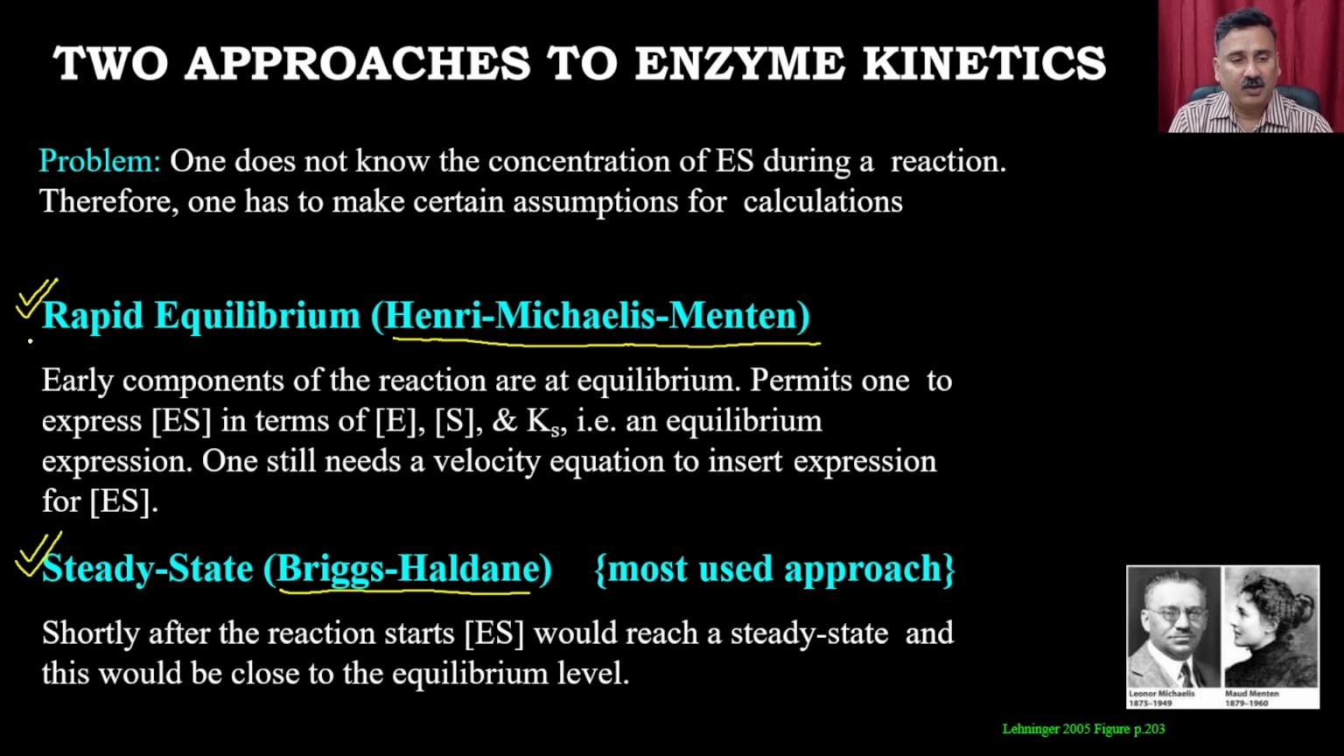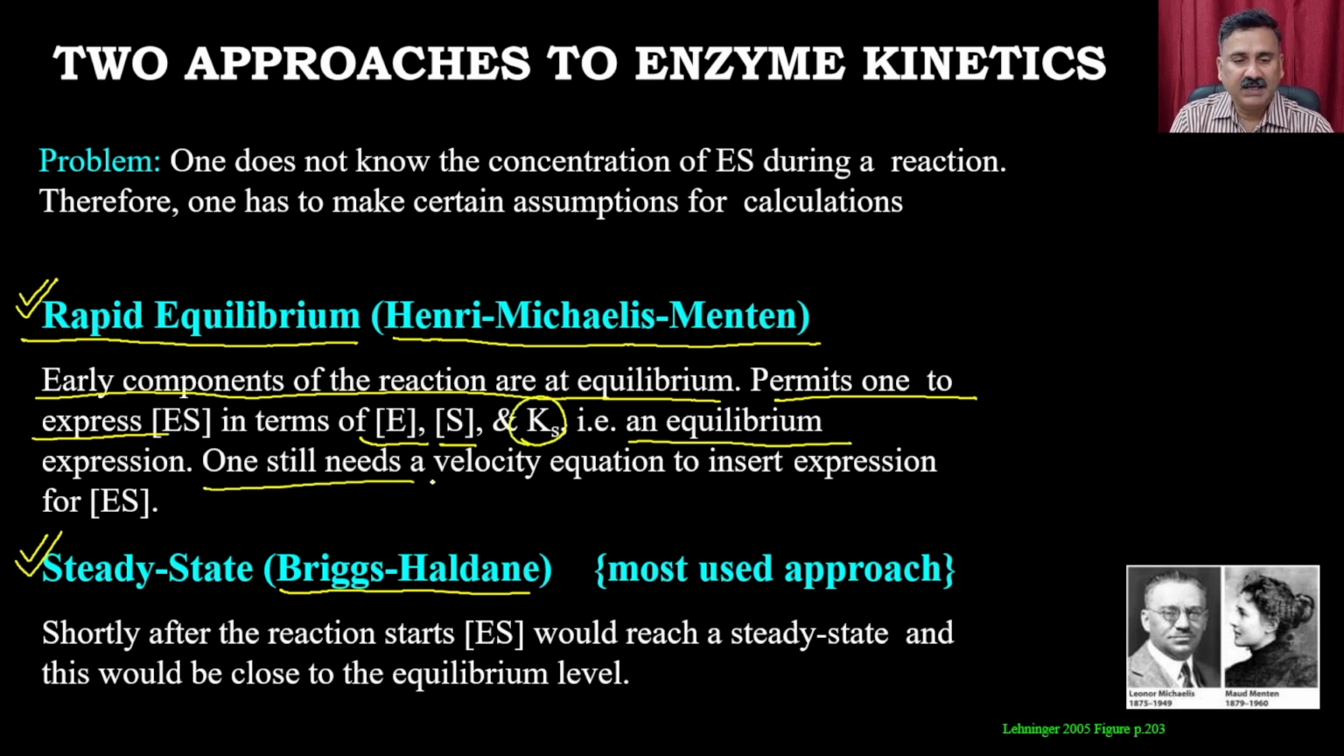So what is the rapid equilibrium? In the rapid equilibrium, the early components of the reaction are at equilibrium, which permits one to express the enzyme substrate complex in terms of the enzyme concentration, the substrate concentration, and the Ks, which is an equilibrium expression. One still needs a velocity equation in which to insert the expression for the enzyme substrate complex concentration. So let's first discuss the rapid equilibrium.